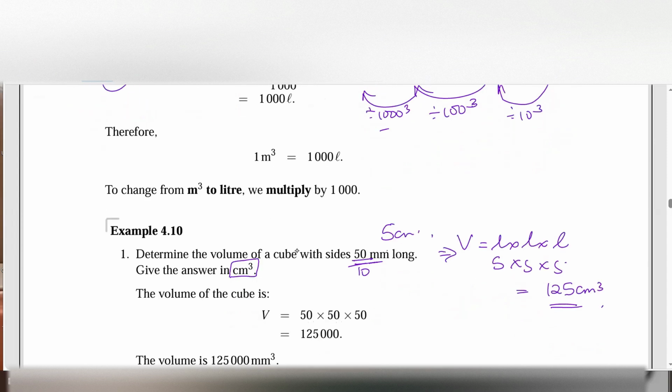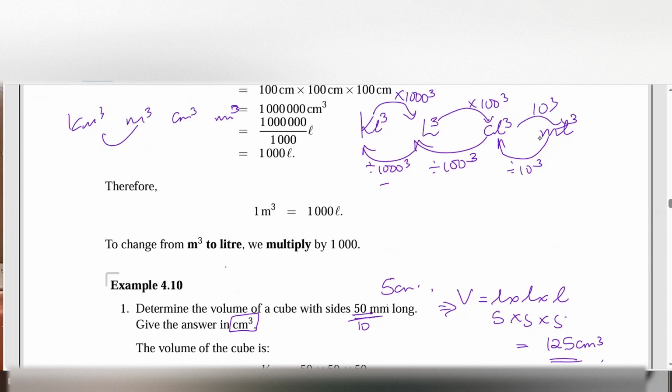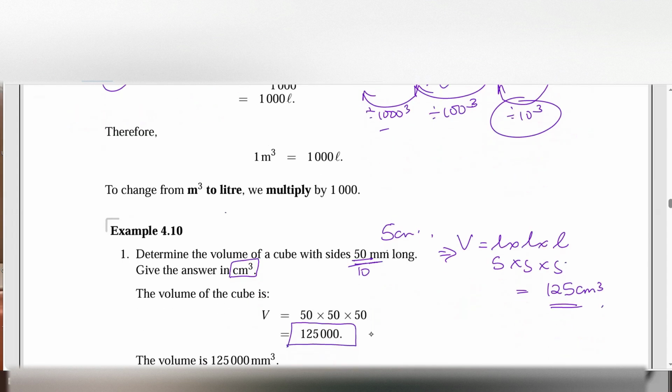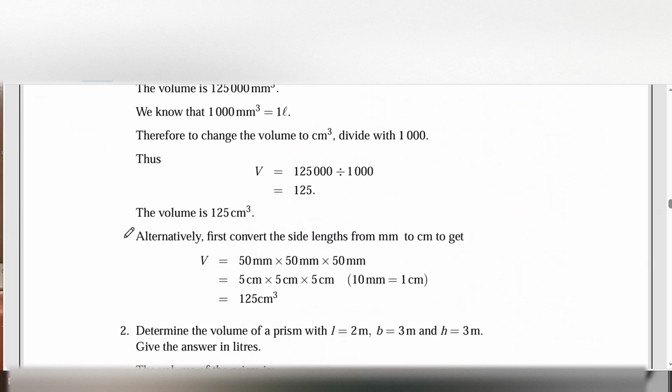So looking at this, if we had multiplied 50, 50, 50, we'll get 125,000. And then from millimeters to centimeters, we divide by 10 cubed. 10 cubed is 1,000. So you divide by 10, divide by 10, divide by 10. The 3 zeros fall off. You'll be left with 125.